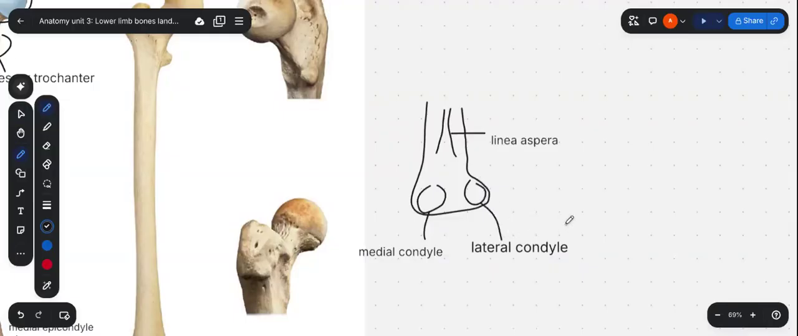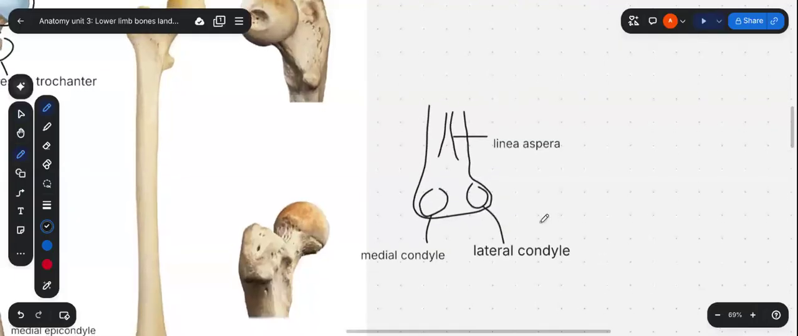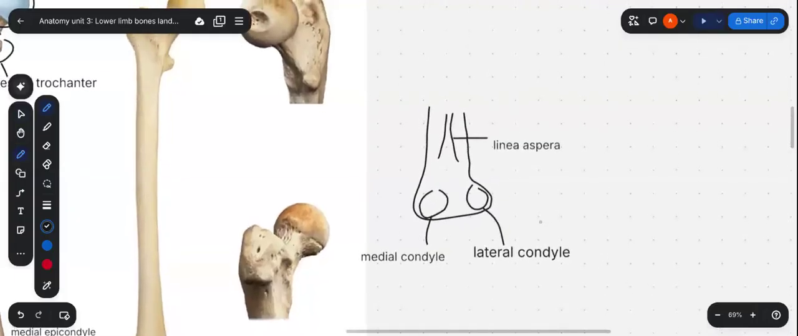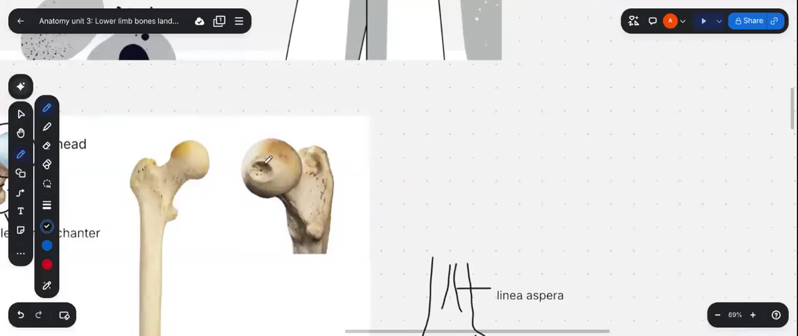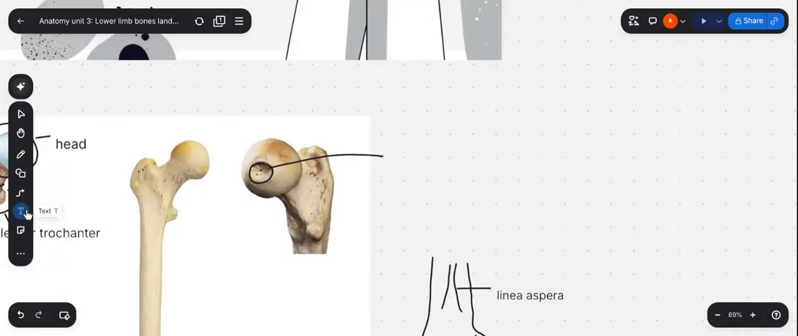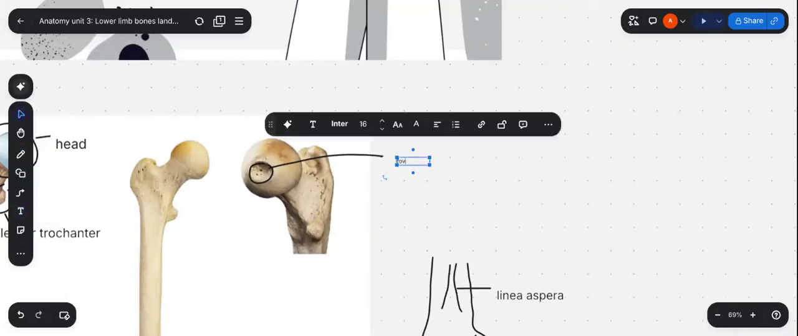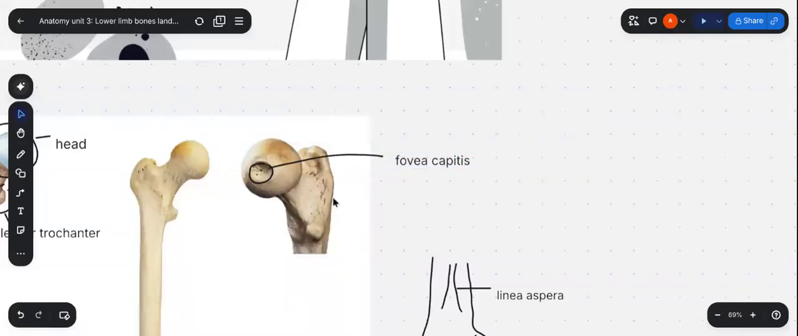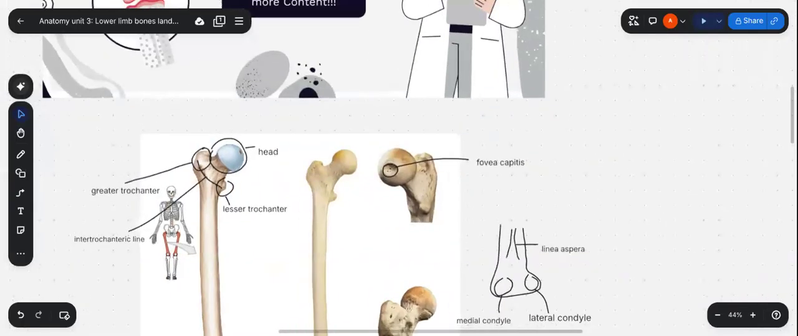Now you also have your fovea. The fovea is going to be this little indent that is on the head of the femur, and the full wording of this is the fovea capitis. And it's just this little indent. There is going to be a ligament that connects the fovea capitis to the other joints, so it's your ball and socket joint of your hip. So that is everything for the femur.